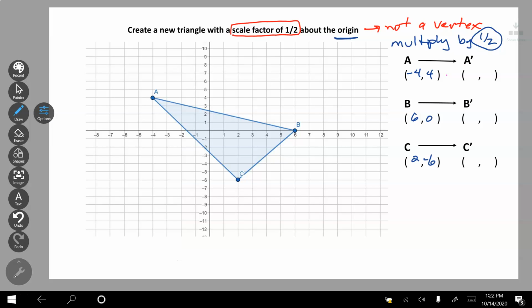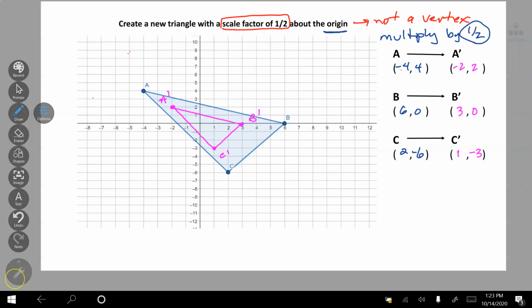So -4, 4 times a half is going to be -2, 2. 6, 0 by a half is going to be 3, 0. And 2, -6 by a half is going to be 1, -3. And all I have to do is plot those new points. -2, 2. 3, 0. 1, -3. And I'm going to call them A prime, B prime, and C prime. And I'm going to draw the new triangle inside of it. There's my new triangle, A prime, B prime, C prime.